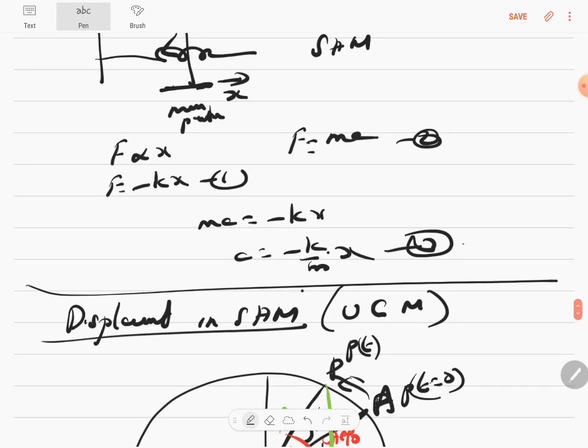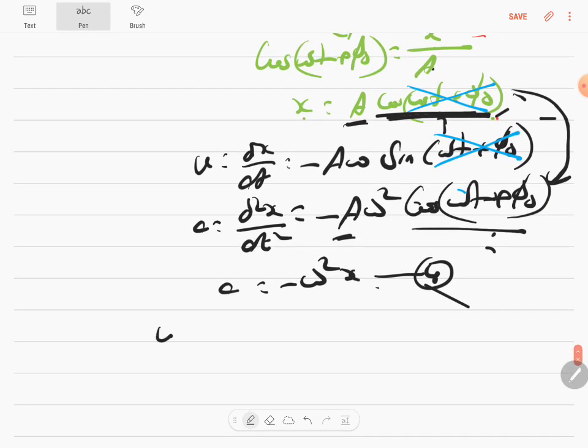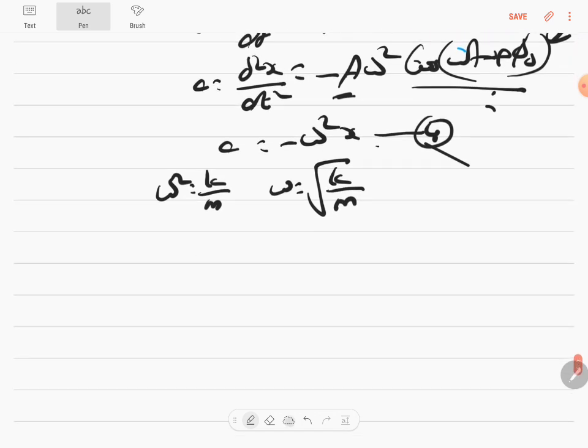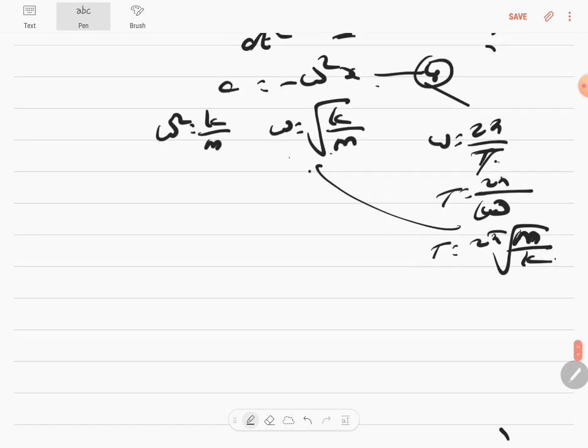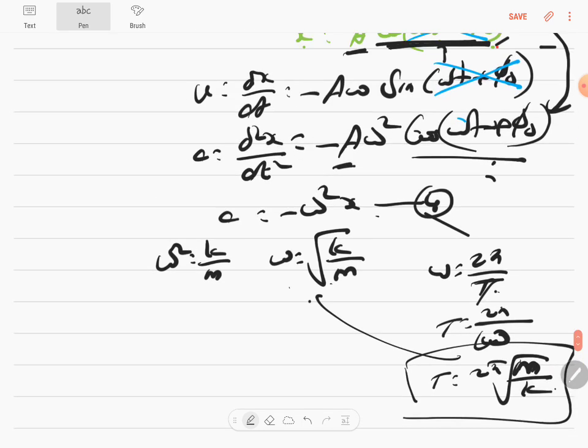Comparing equation 3 and equation 4, you understand omega square is equal to k by m. Omega is equal to root of k by m. And omega is equal to 2 pi by T, so T is equal to 2 pi by omega. When you substitute, it will become root of m by k, because omega is root of k by m, it will go up as m by k. Remember, m has to come at the top. T is equal to 2 pi root of m by k. This is the time period. These formulas you must memorize.